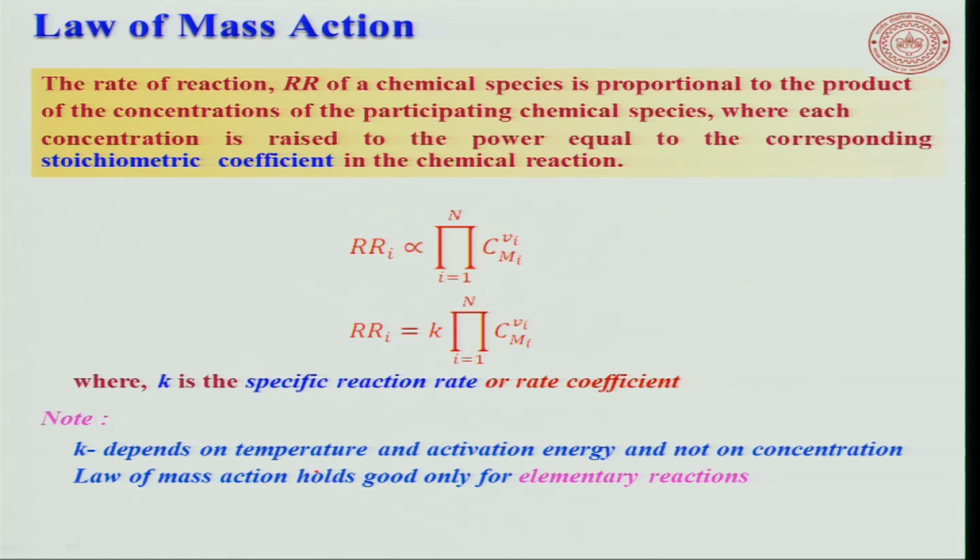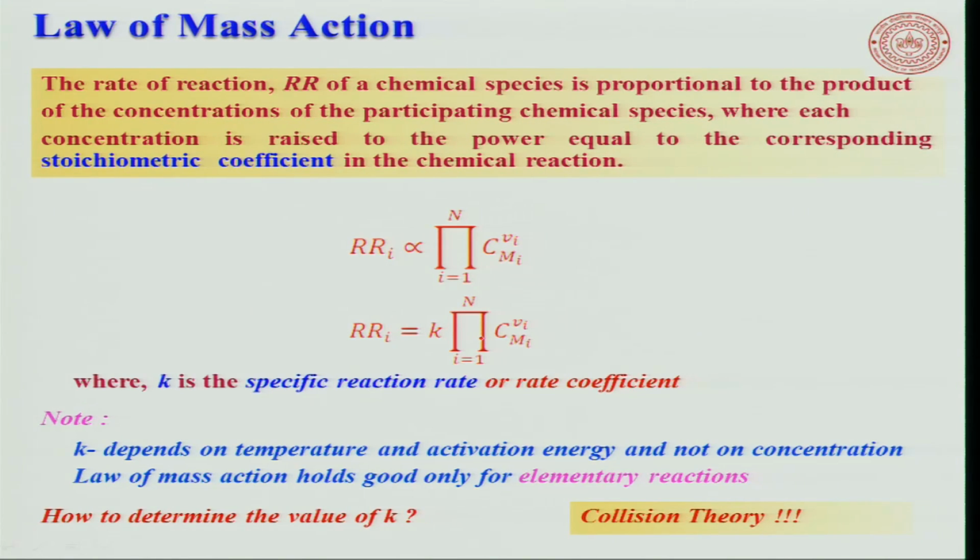So, k depends on the temperature and it will be dependent on the activation energy. Of course, it does not depend on the concentration, because according to the law of mass action it is basically a proportionality constant, and the concentrations are already there. Keep in mind that this law of mass action holds good only for the elementary reaction; it cannot hold good for the global reaction that we will be using. That is a very important statement you must keep in mind. So, the question arises how to determine the value of k.